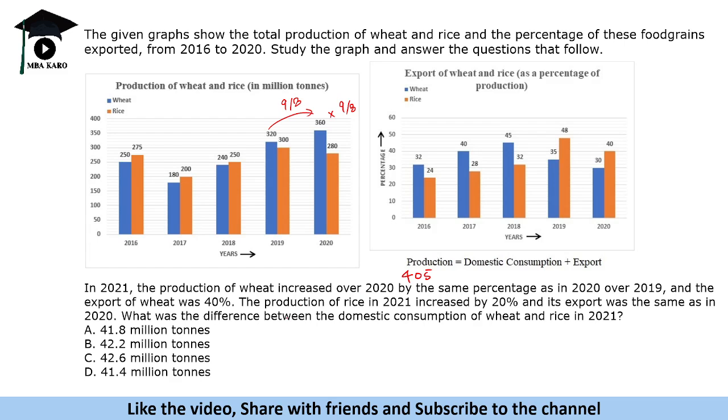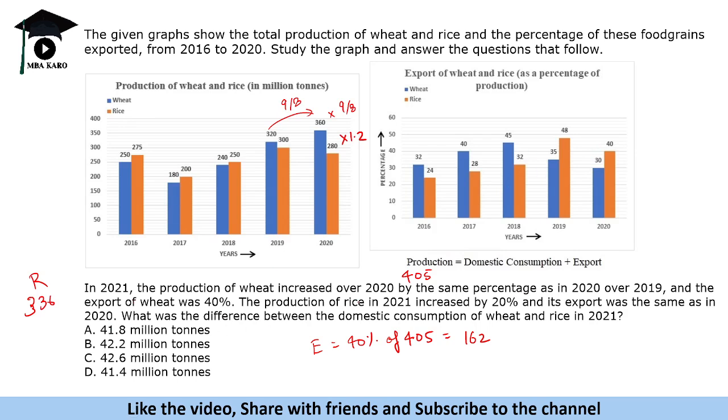And the export of wheat was 40%. Okay, export is 40% of 405, which is 162. The production of rice in 2021 increased by 20%. So rice increased by 20% into 1.2. This is 336. And its export was the same as in 2020. So export is same only.